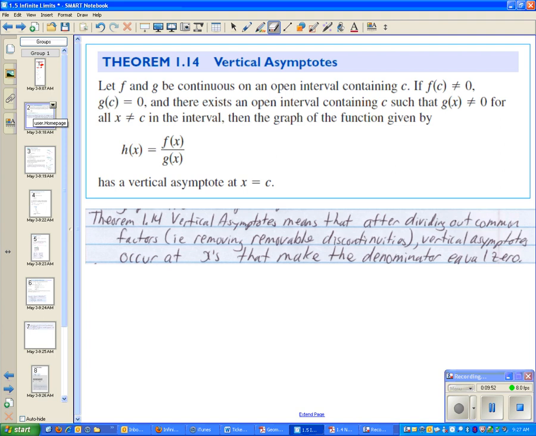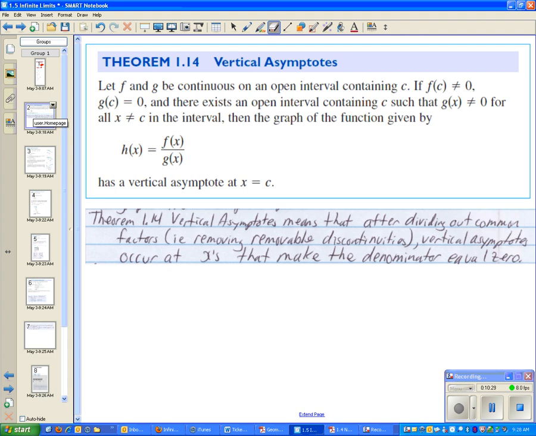Then the graph of the function given by h of x, which equals f of x divided by g of x, has a vertical asymptote at x equals c. Yeah, we need a paraphrase of this, don't we? So here's my paraphrase. Vertical asymptotes means that after dividing out common factors, that is, removing removable discontinuities, vertical asymptotes occur at x's that make the denominator equal 0.